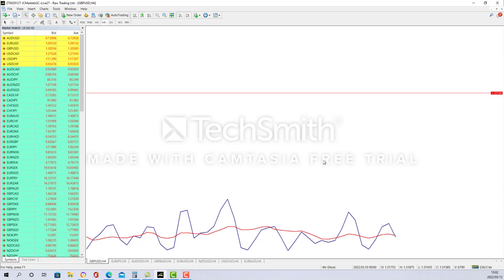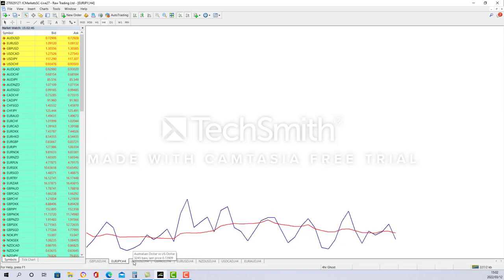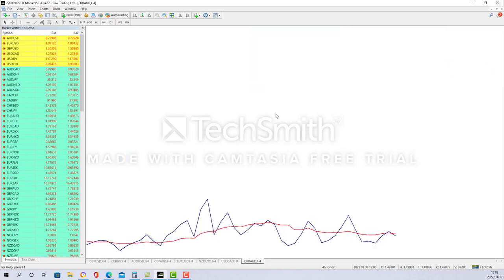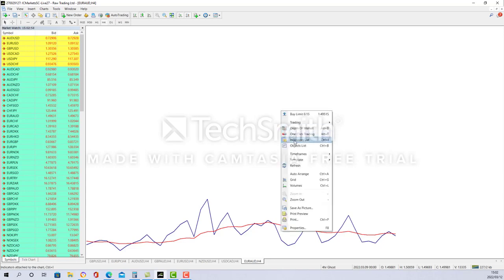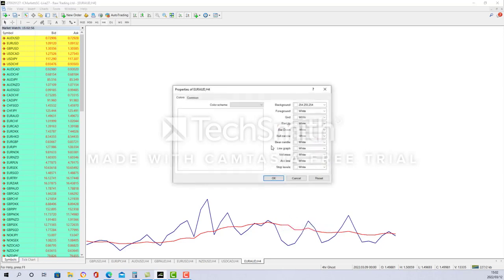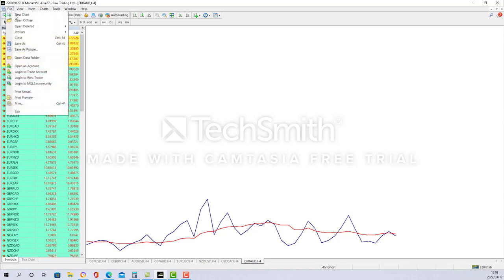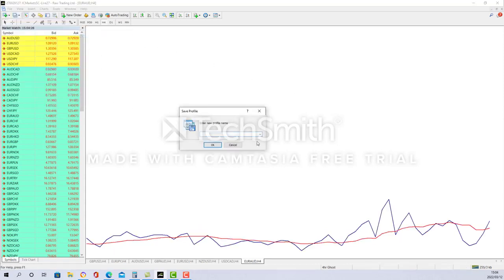Right, so I'm not sure if you're familiar with how to create profiles. Once you've created the different pairs and you've removed everything in the background, you go to properties and you change everything to white, okay? And then you won't see anything. So that's how you do that. And then you just save the profile. You go to profiles, and then you just type in 4-hour ghost or whatever. I call it the 4-hour ghost. You can call it whatever you want.